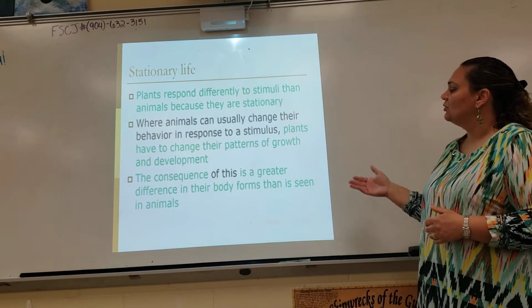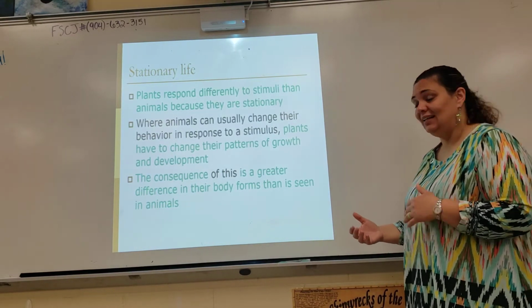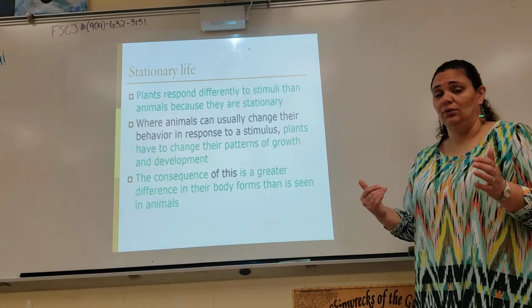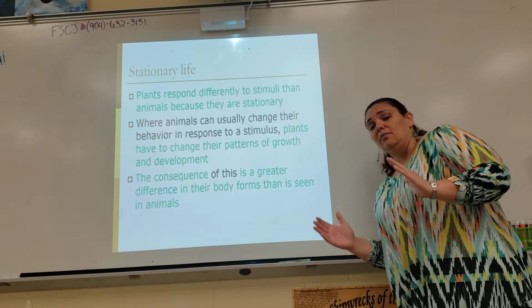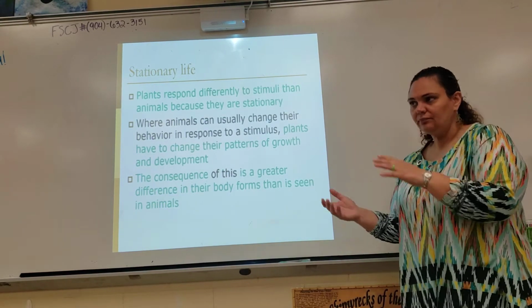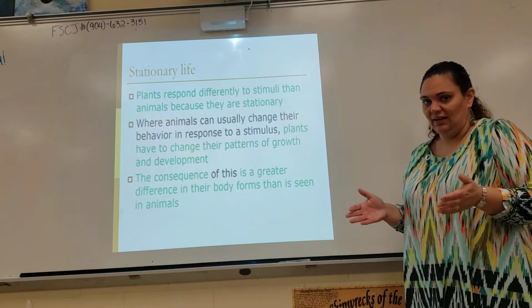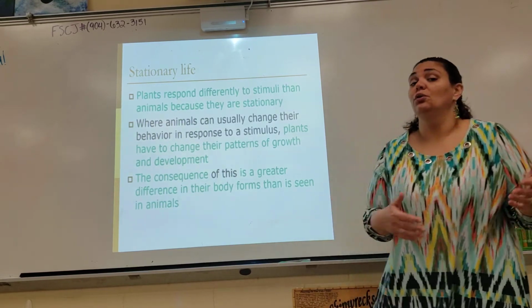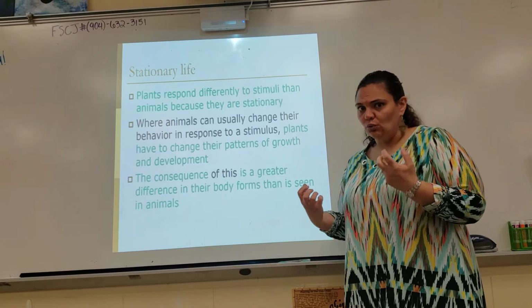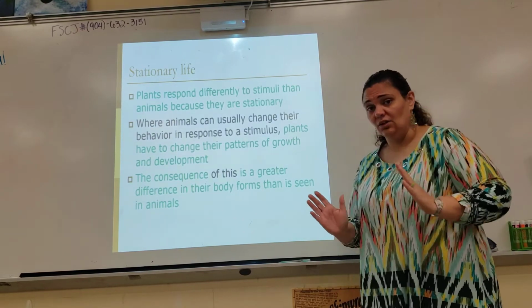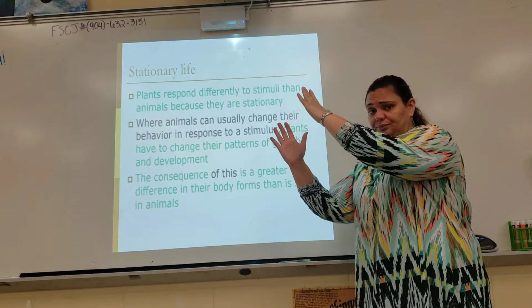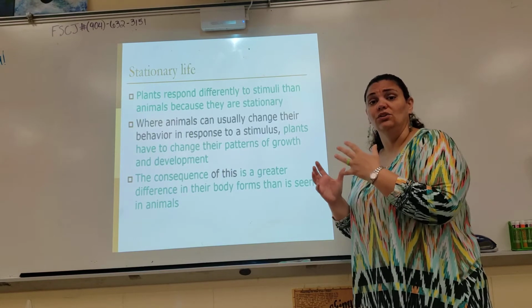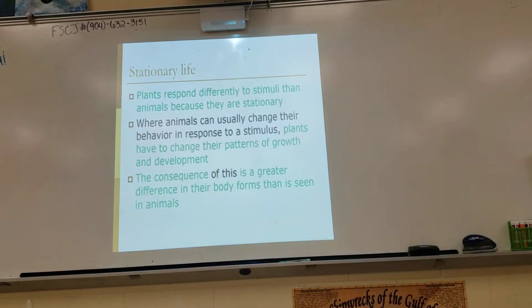The consequence is a greater difference in their body forms than is seen in animals, right? Because you're not going to see an animal that's leaning this way because it had to grow towards the light. A giraffe is always going to be standing up straight. It'll just move to go to its food. The food source, sunlight, for plants, is going to cause the tree to curve, depending on where it needs to go to get that sunlight in order to be able to produce its own food. That's what they're talking about here.